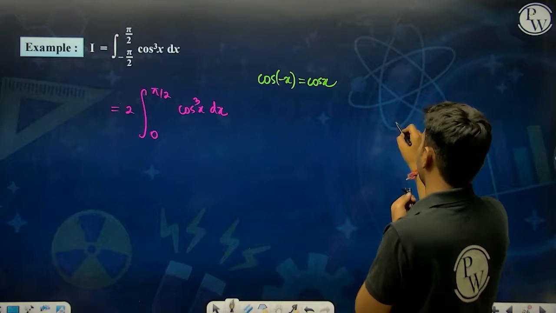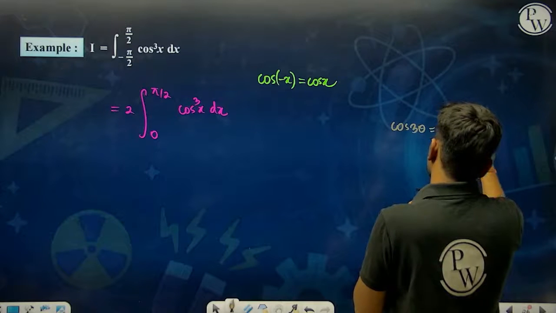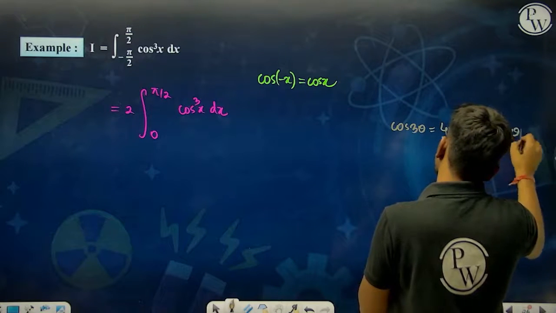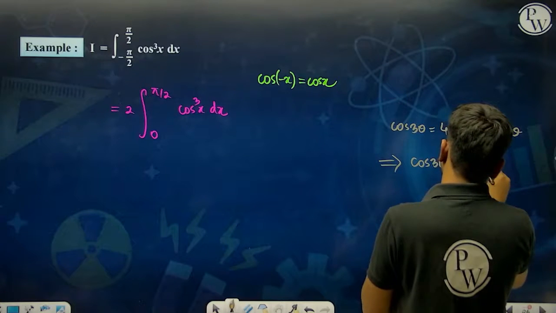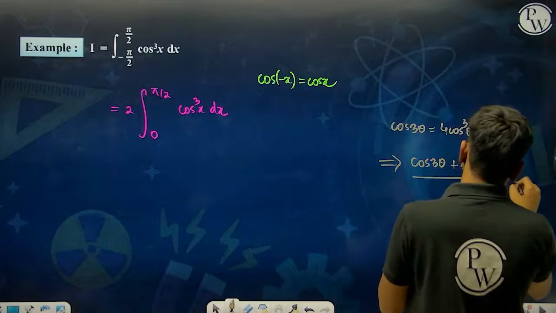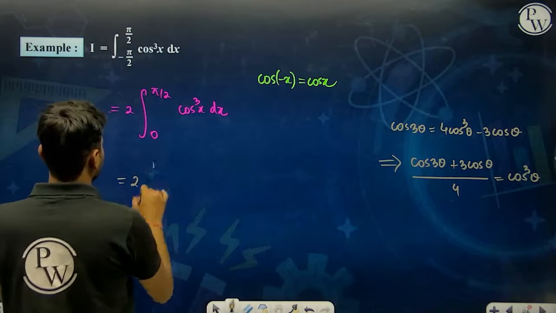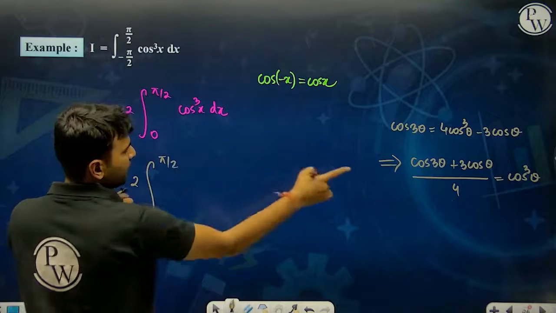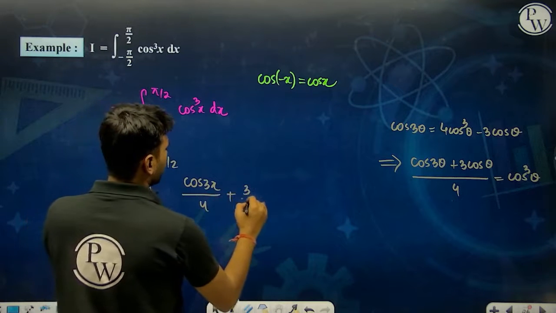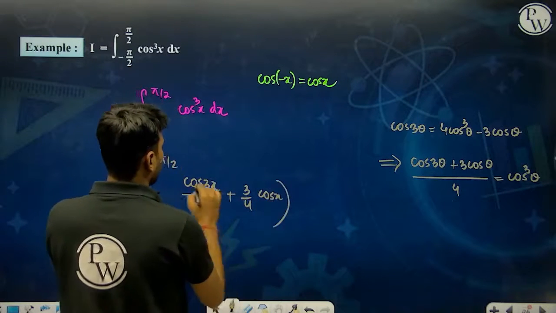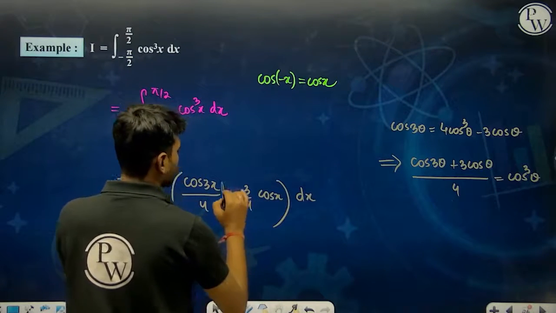For that we have seen cos 3 theta is equal to 4 cos cube theta minus 3 cos theta. So you can write from here that cos 3 theta plus 3 cos theta upon 4 is equal to cos cube theta. So cos cube x can be written, by that particular formula, as cos 3x by 4 plus 3 by 4 cos x dx. Splitting about the plus sign, I think you will be able to integrate it quite comfortably.